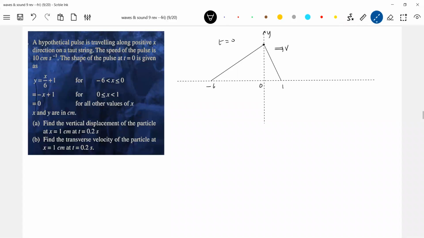Where is the rope? Okay, there's a string. Please do understand. So the string will be like this. There's a pulse. For all other values of x, it will be 0. So the shape of the string will be like this. That's actually the meaning of the question he has given. Now find the vertical displacement of the particle at x equal to 1 centimeter and at t equal to 0.2 second.